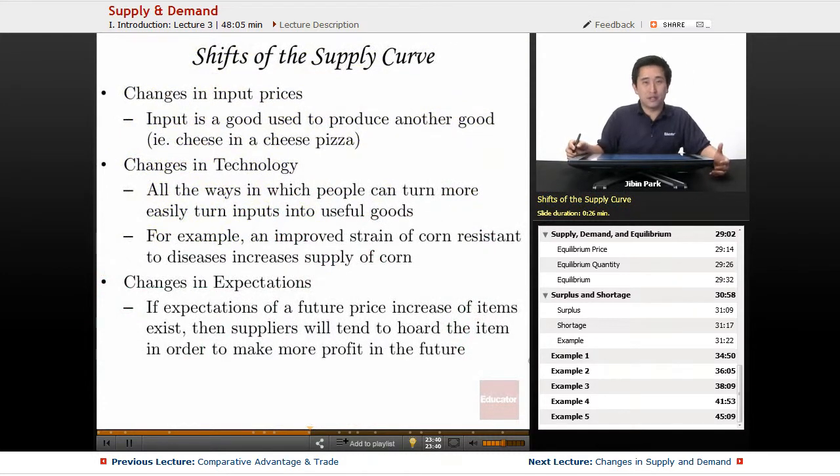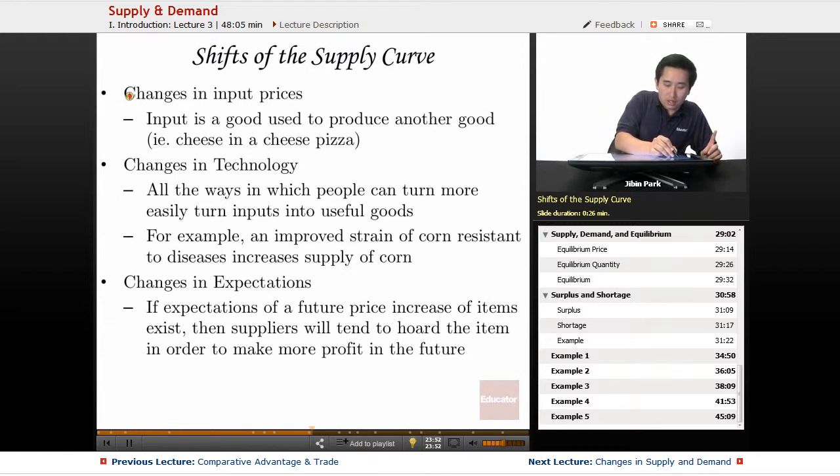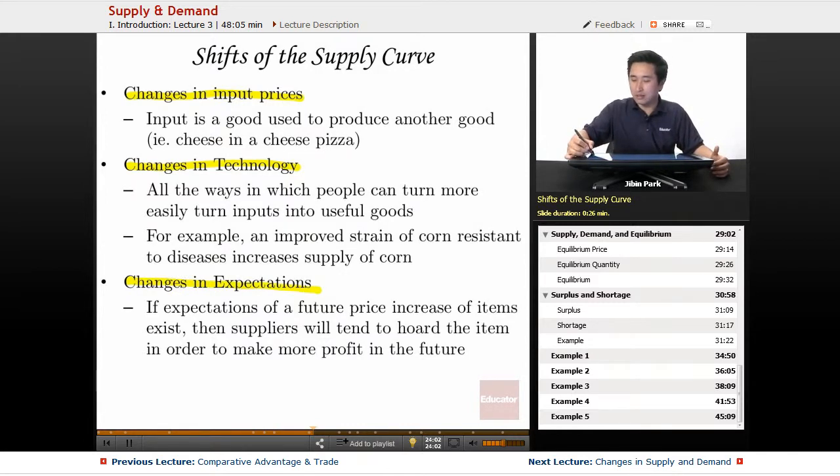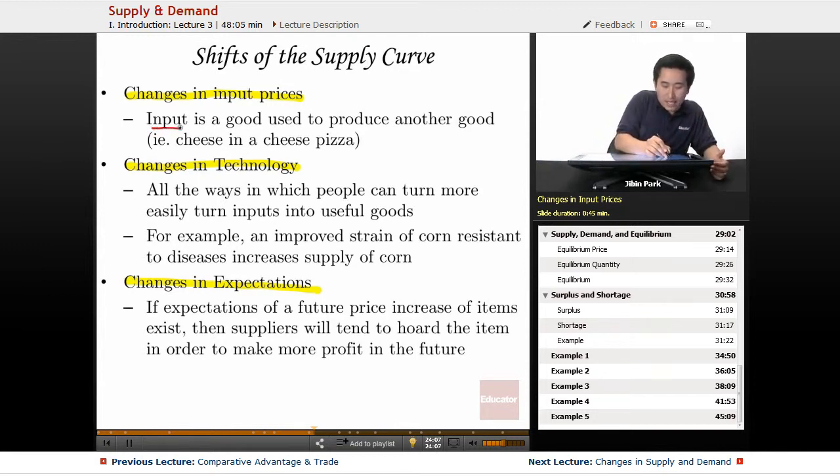So what would cause the shifts in the supply curve? We examined some of the different things, changes in income, changes in preferences that would shift the demand curve. Well, what would cause a shift in the supply curve here? The first thing would be change in input prices. Another would be changes in technology, and then another would be changes in expectations. So let's look a little bit more in depth. What does it mean, change in input prices? So inputs are items used to create output.